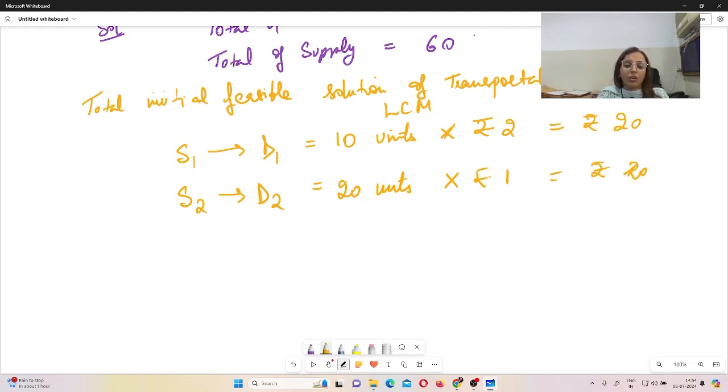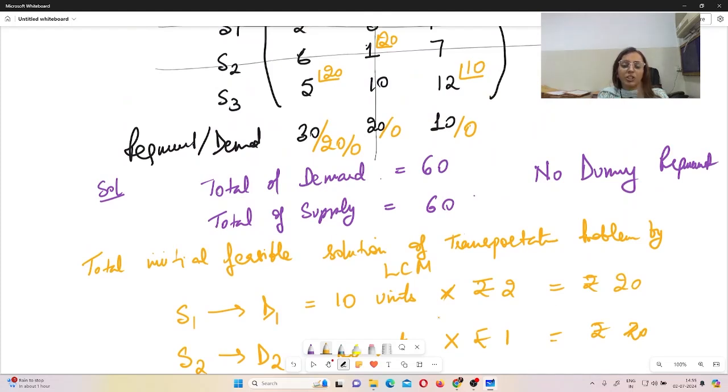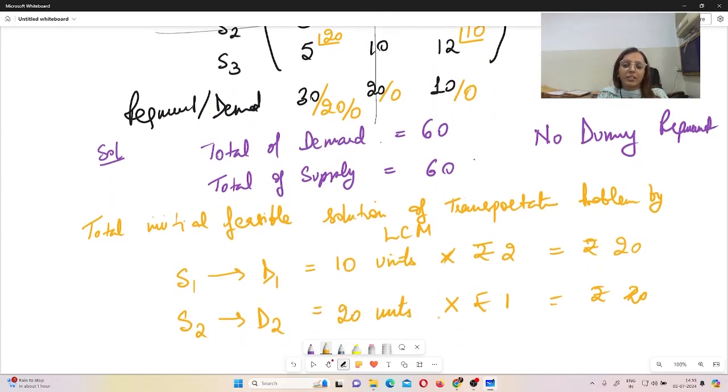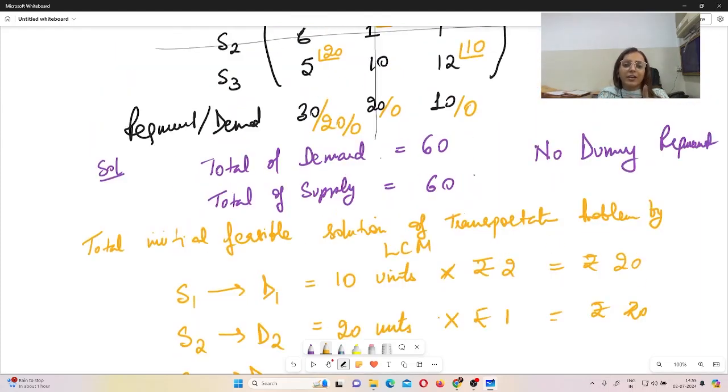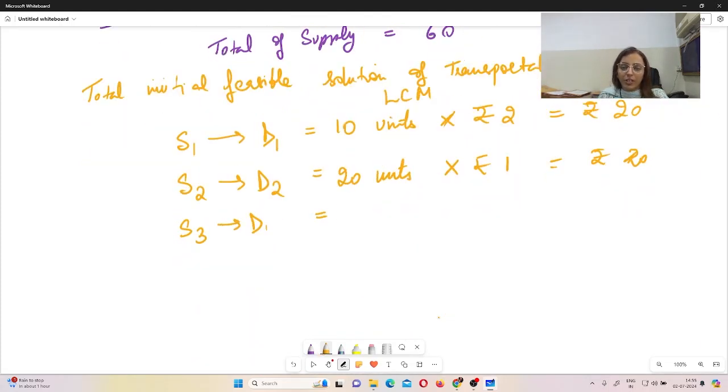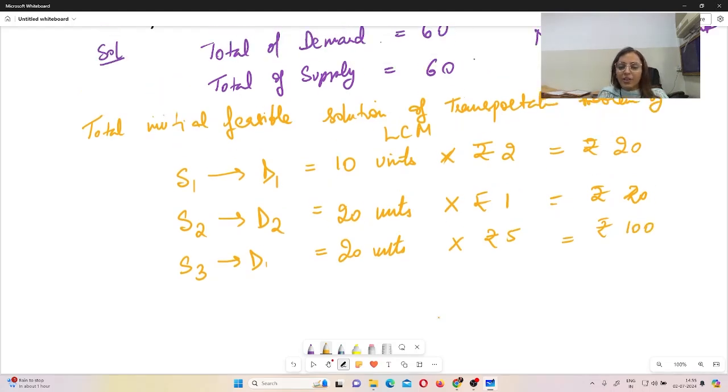Okay, coming to the next point, the next allocation is S3 to D1, that is 20 units. S3 to D1, right? And how many units are there? That is 20 units and at a rate of rupees 5. So write it over here, 20 units, and that 20 units at what rate? At a rate of rupees 5. So that will be equal to 20 multiplied by 5, that is rupees 100. Right? Now S3 to D1 we have done up.